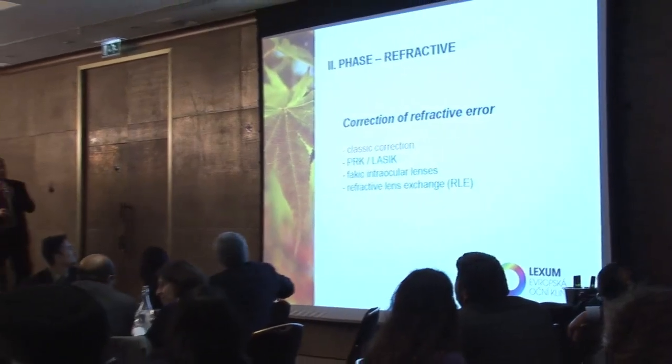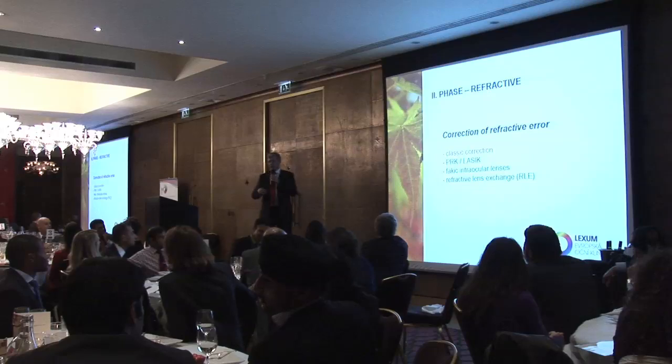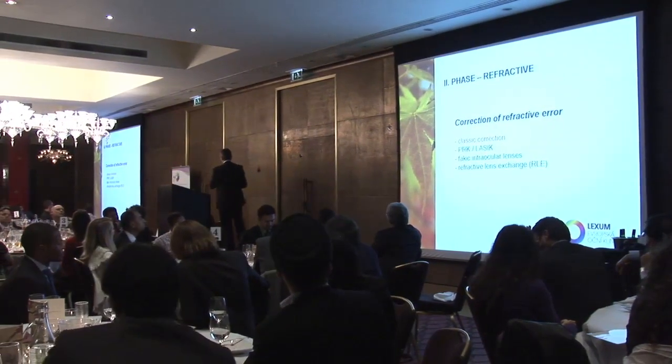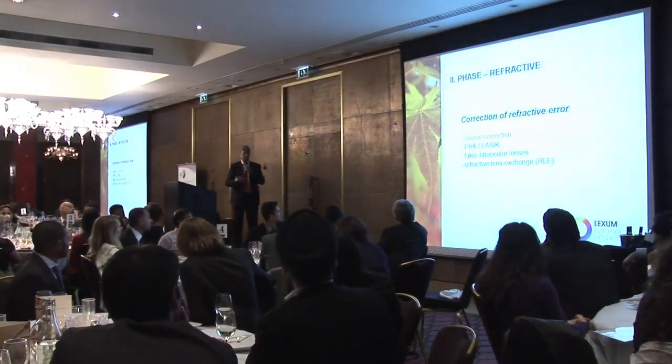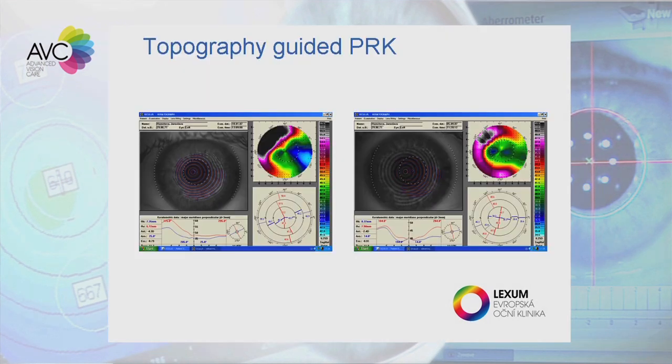So let's continue. Now we are in the second phase, which is the refractive phase. After we stabilize the cornea and make the surface of the cornea more regular, we want to correct the refractive error. Of course, we can do it by classic correction, glasses, contact lenses. We can do it also by PRK, especially after the corneal graft, or by LASIK. Here you see topographic guided LASIK. This is before, after, you see more central treatment.